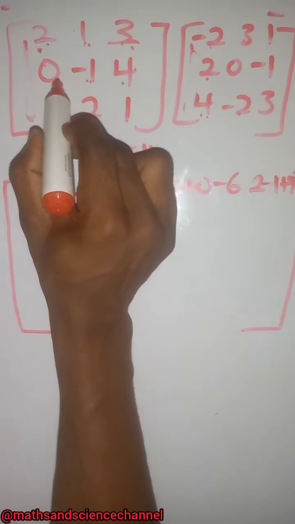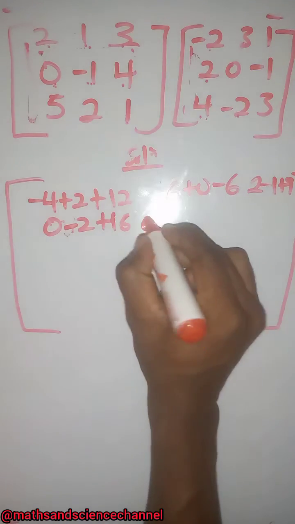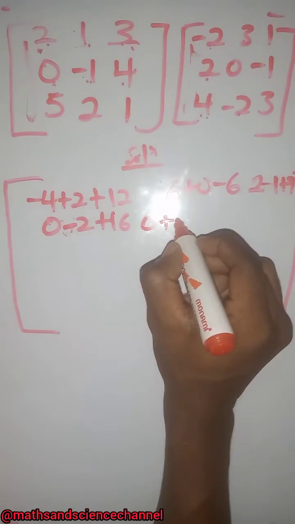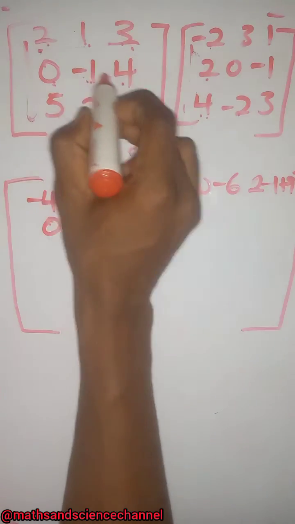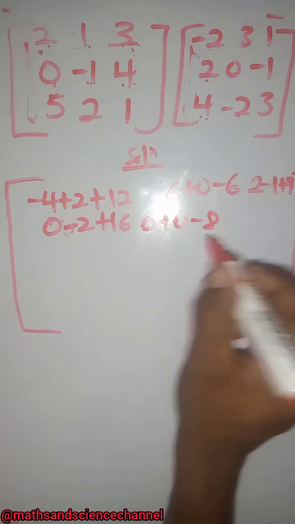So we'll go on to the second row, second column, sorry. 0 multiplied by 3 here gives us 0. Now the negative 1 multiplied by 0 here gives us 0. And then we have 4 here multiplied by negative 2 here gives us negative 8 in this case.